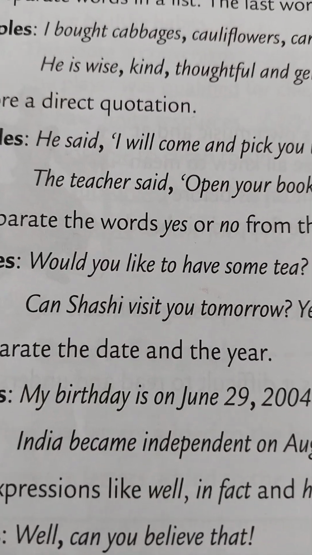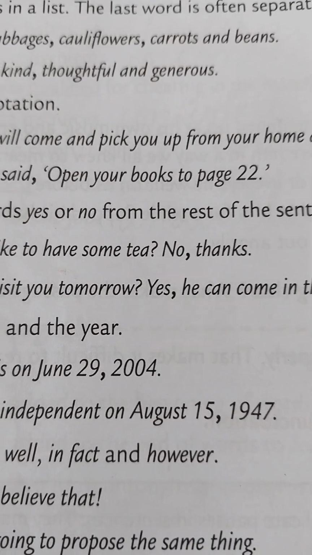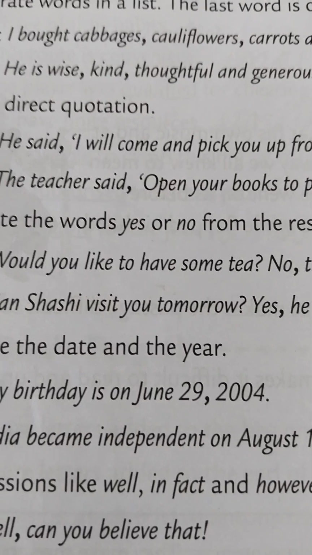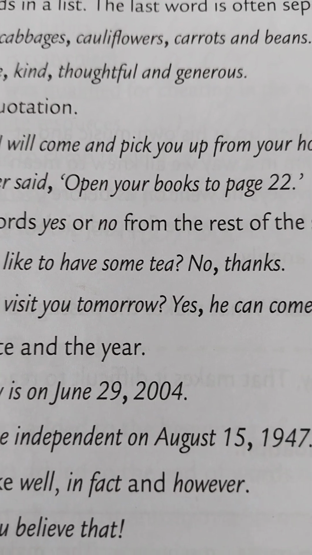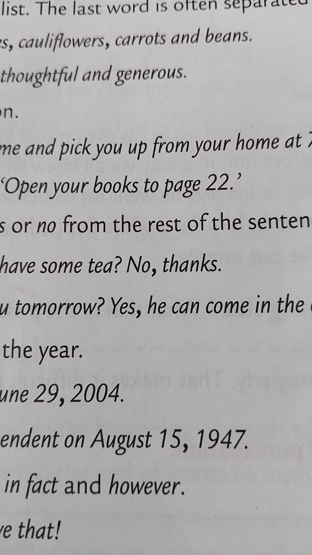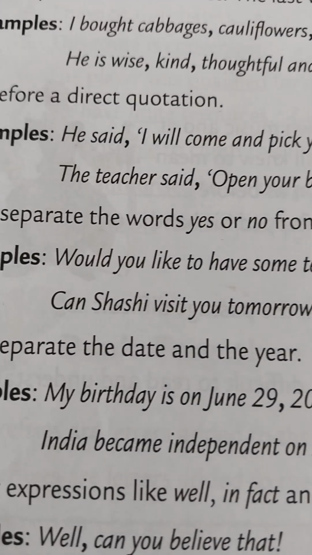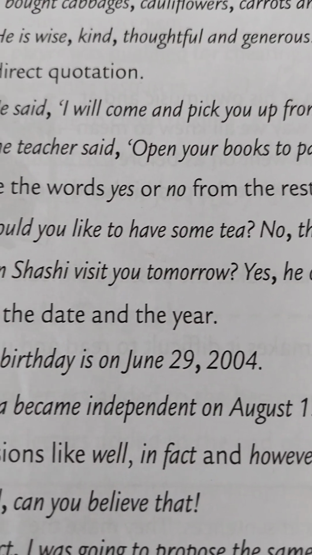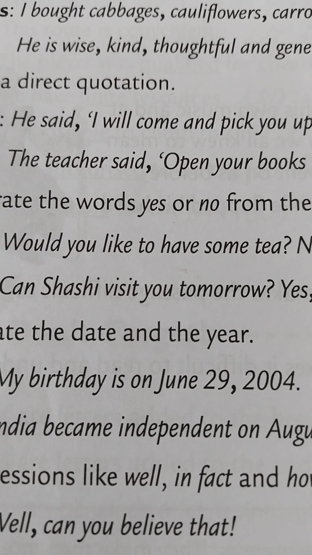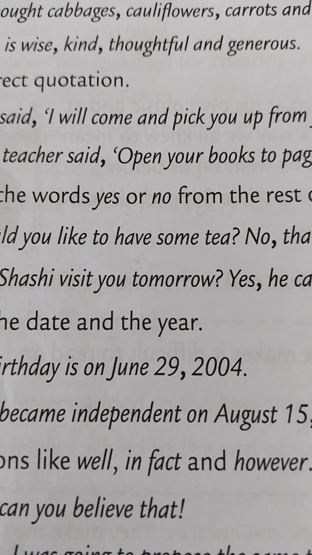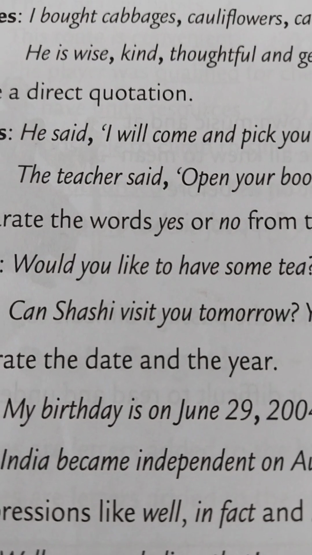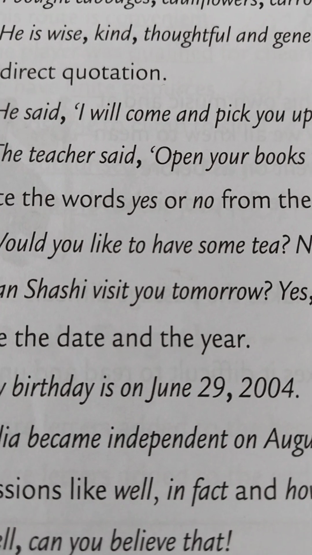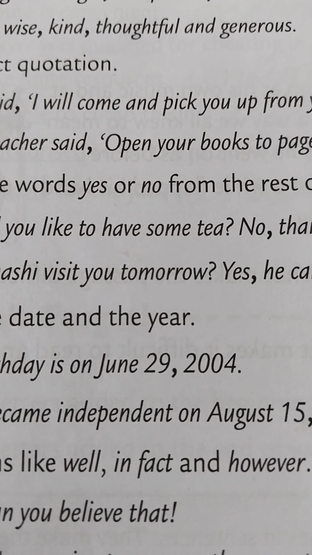Now in this, the list of words is cabbages, cauliflower, carrots and beans. We have separated this list of words by putting commas. You can see after cabbages there is a comma, then cauliflower comma, and the last word has been separated by 'and'. Okay. See the other example: He is wise, kind, thoughtful and generous. In this sentence, the list of words is wise, kind, thoughtful and generous. We have separated the words by putting commas, as we have put comma after wise, kind, okay, then the last word we have separated by 'and'.